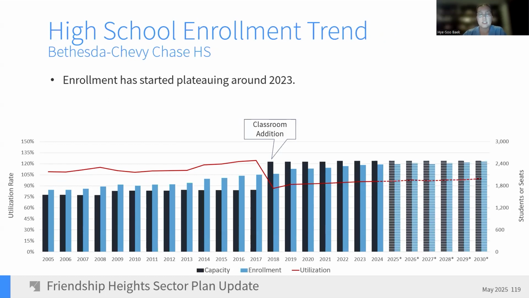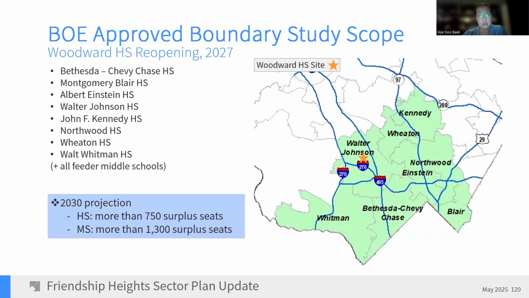Bethesda Chevy Chase High School started receiving the growth cohort that showed the growth spurts in elementary schools and middle schools around 2014, and enrollment has continued to grow until very recently. It started slowing down around 2023, though, which is likely the natural consequence of the elementary and middle schools peaking earlier in sequence. Next.